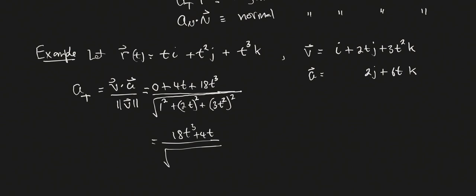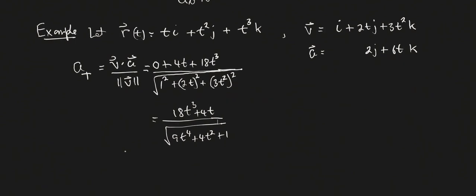So this is 9t to the 4th, and then we have plus 4t squared, and then plus 1. And there we go. So this is our scalar tangential component of acceleration as a function of t. So for different values of t, we could evaluate this.